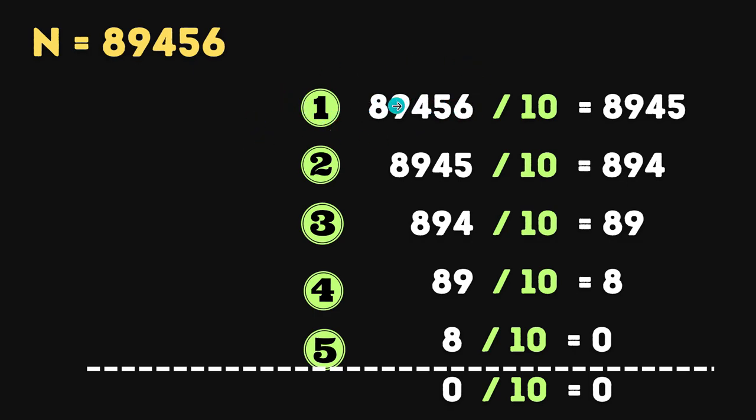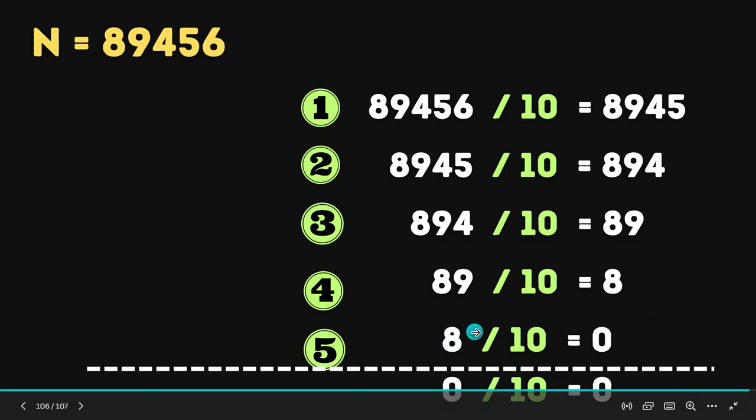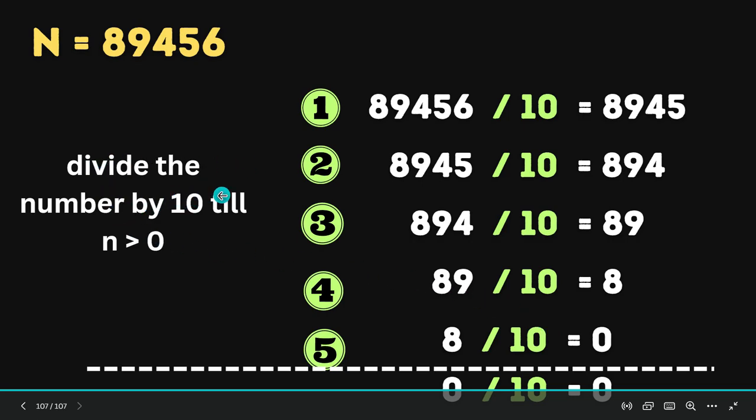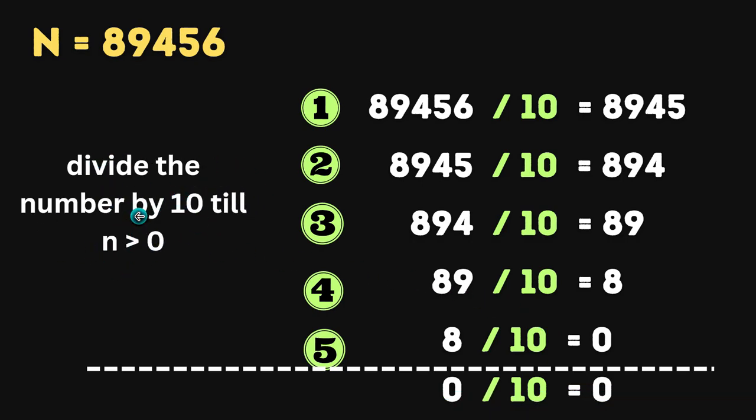So what we'll code is we'll go on dividing the number by 10. But what is the condition? You have to divide the number by 10 till the number is greater than 0. We can divide 8 by 10, but we will not count 0 divided by 10. Till the number is greater than 0 we keep dividing, and when the number becomes 0 we'll stop there. And count how many times you have divided.